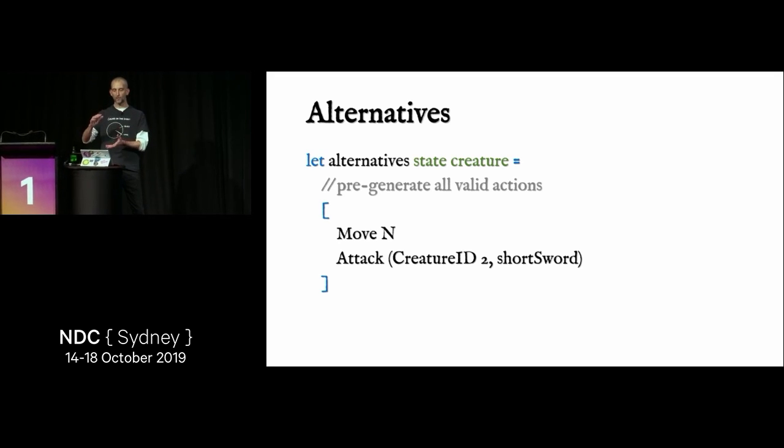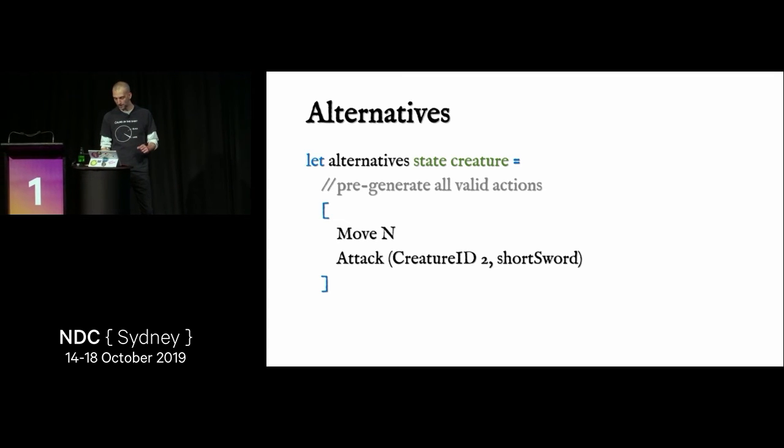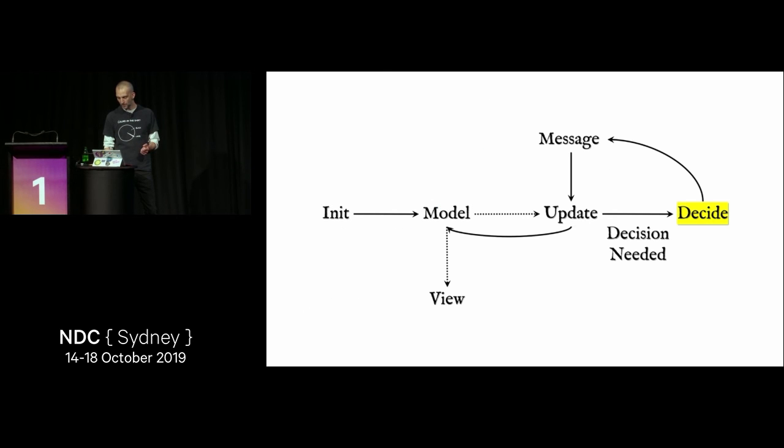You have a bucket of alternatives. This is what you can do. All you need is to pick one. So that's much simpler on the UI. It's also much simpler on the decision making.